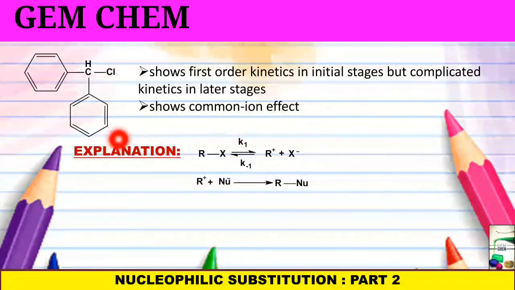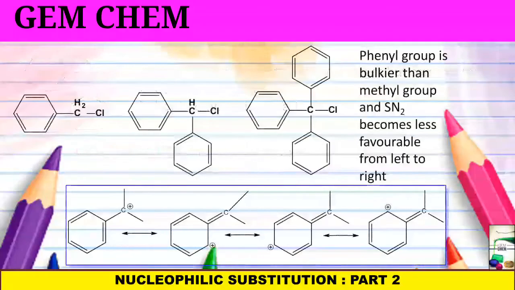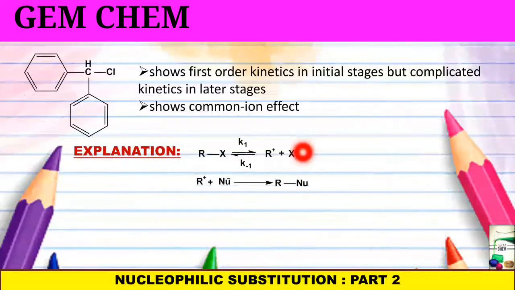Now we are going to see about the Ph2CHCl. Now here it shows first order kinetics in initial stages, but complicated kinetics in later stages, and also shows common ion effect. Now the explanation for this is that if we consider the reaction as follows, that is RX breaks down into R+ and X-, and this R+ reacts with the nucleophile to produce RNu.